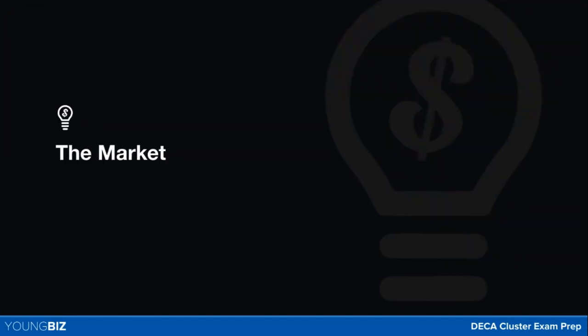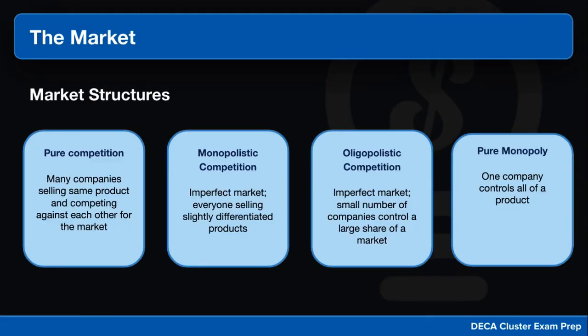Now we're going to shift gears and talk about the market. The market is a very big topic, so we're going to break it down by first going over market structures and then discussing pricing regulations and practices in the market, while also making sure to cover laws and core financial concepts. So there's four main market structures that you need to be aware of.